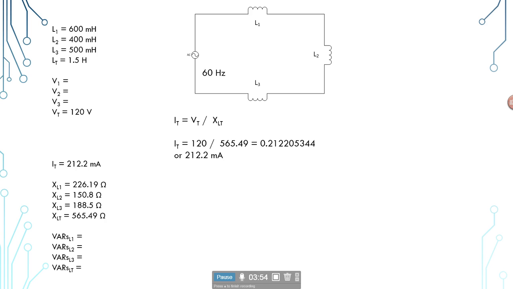Now, because this is a series circuit, our series circuit rules state that the current remains constant through all components in the circuit, so I sub T is equal to I sub 1 is equal to I sub 2 is equal to I sub 3, that same 212.2 milliamps, so we can populate I sub 1, 2, and 3.